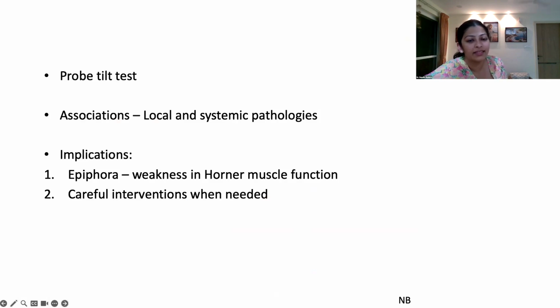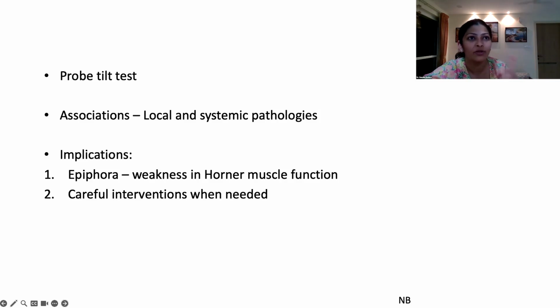So how do you recognize this? As we already saw, you put in a probe and then you see the probe is completely visible when you put it in through the canaliculus. There is either a thin membrane which is covering the probe, or sometimes if it is an aplasia, you can actually see the entire wall of the canaliculus is missing. It can be associated with certain local and systemic pathologies. And implications we already discussed: weakness of Horner muscle function, therefore weak lacrimal pump function.